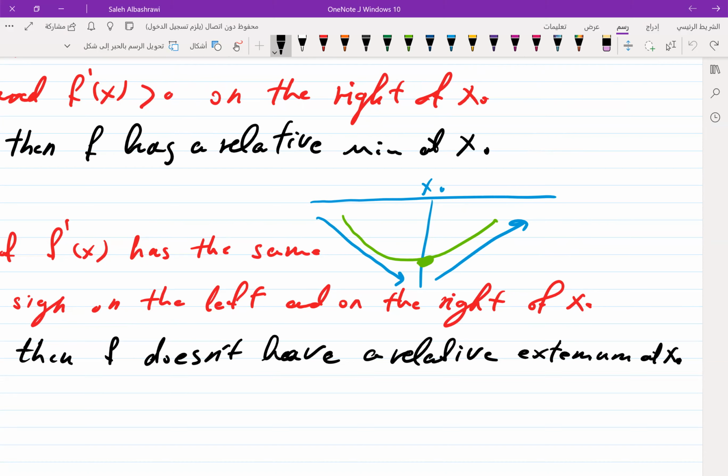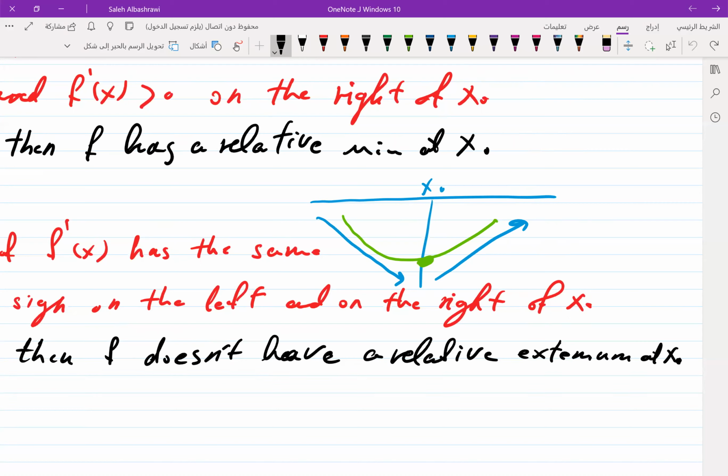Either the derivative will be going down before and up after, in which case we will have a relative minimum, or going up before the critical point and then down after, in which case we will have a relative maximum. And the third case, when the sign of the derivative is not changing before and after the critical point, the function doesn't have an extremum at that given point.